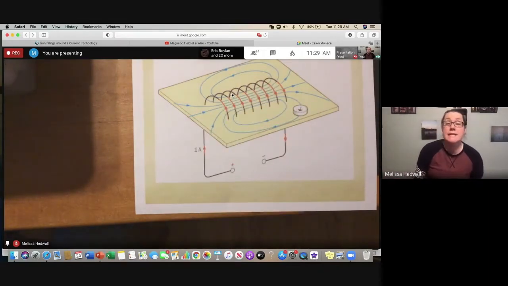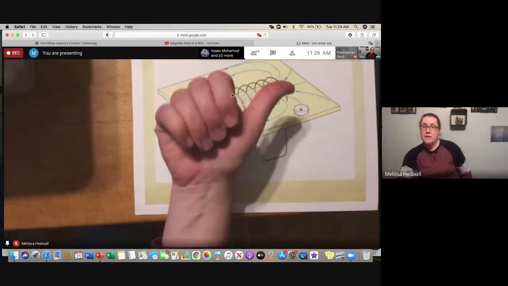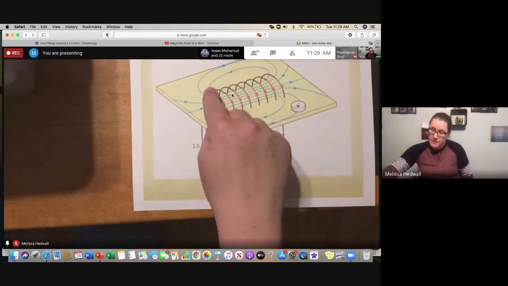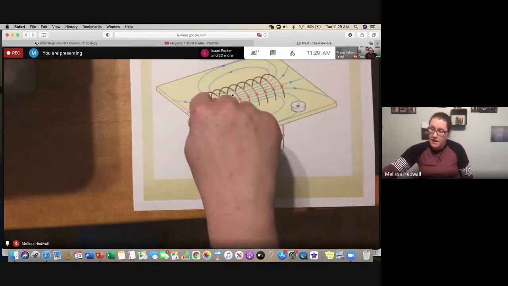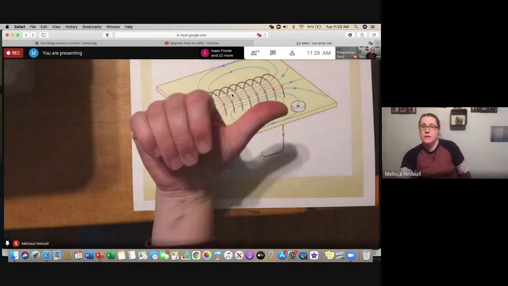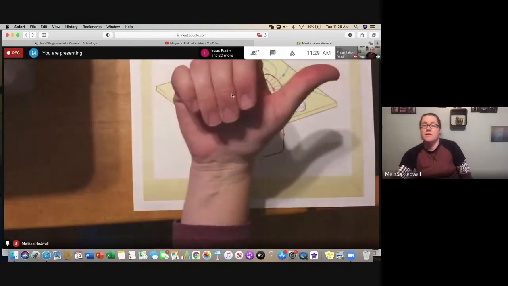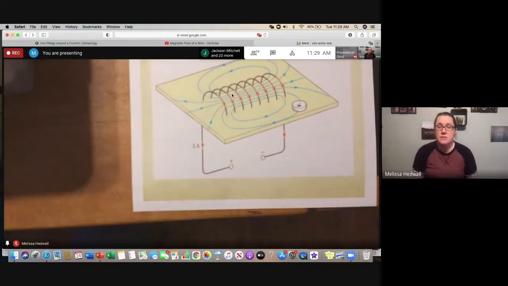Or if you use that second version of the right-hand rule and put your fingers in the direction that the current's going in that coil and wrap it up around here, you can see that the current is coming from the back toward the front. And our thumb is pointing in the direction of the magnetic field that's induced here.